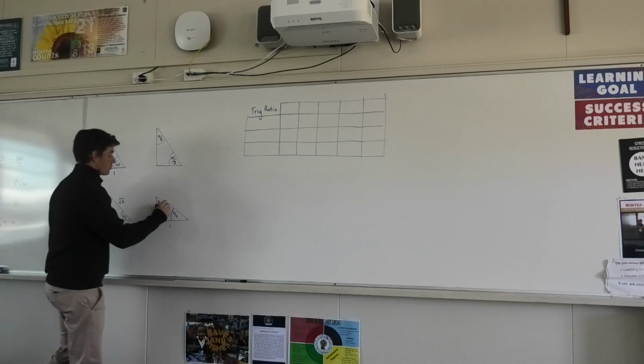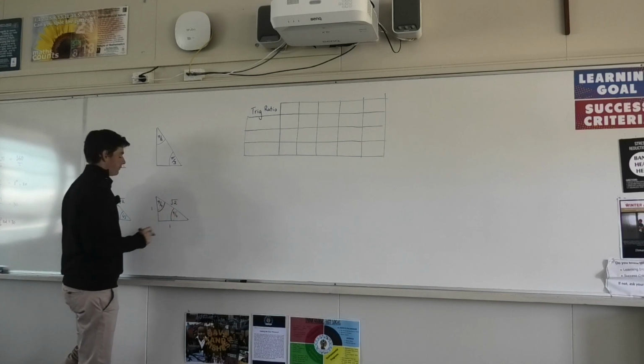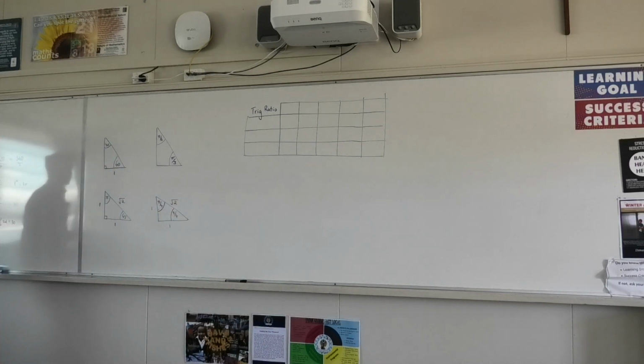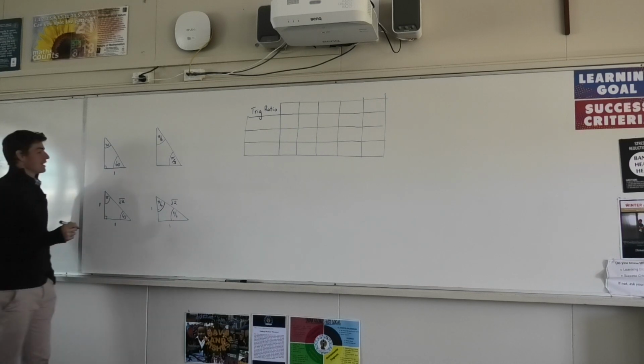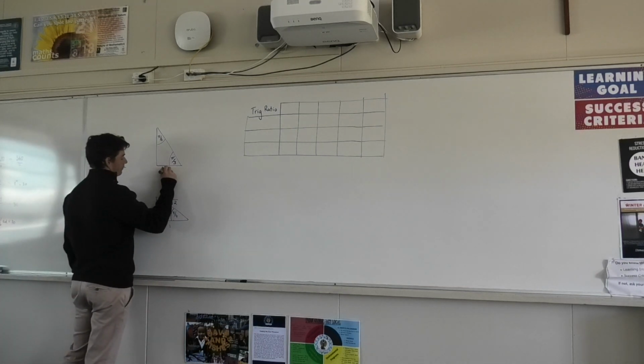Same for both, make sure you get this clearly. Now the 30, 60, or in radians pi on 6 and pi on 3, it's a little bit tricky. It's a little bit trickier.